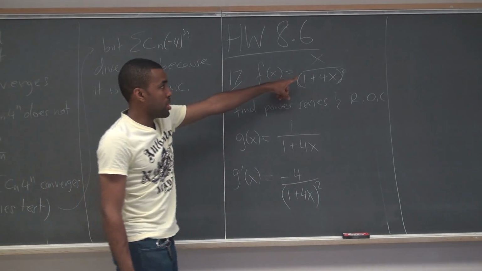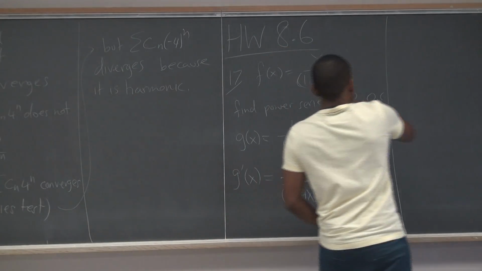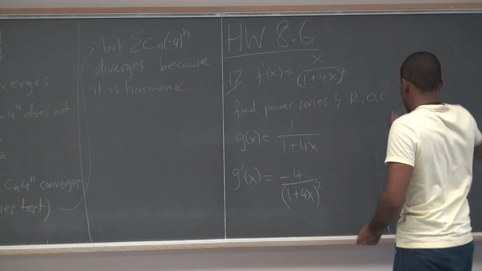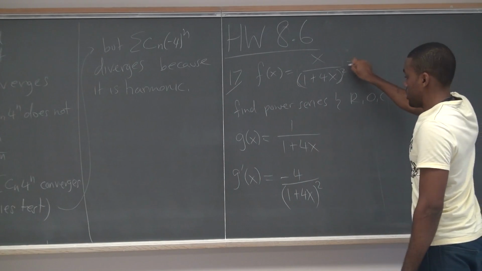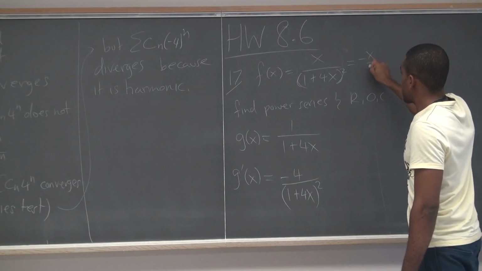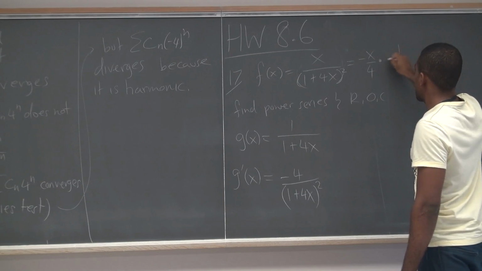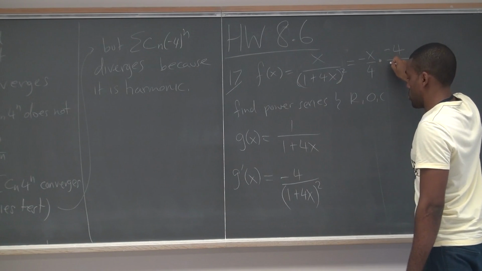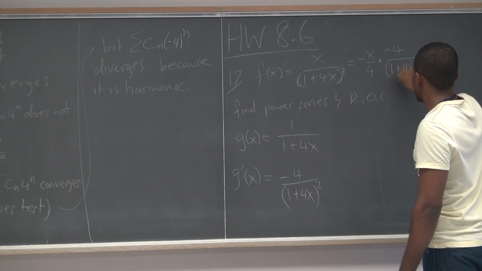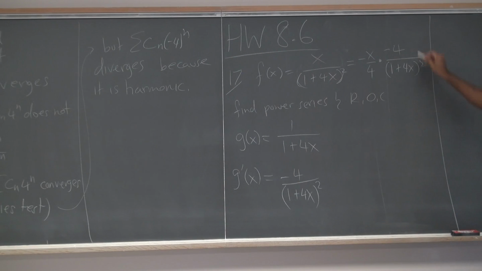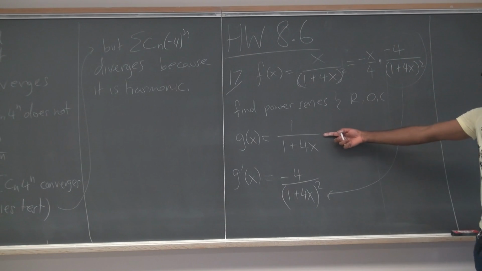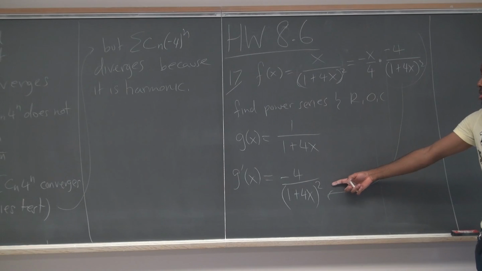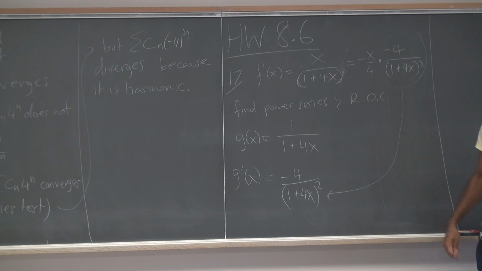Right? That sort of reminds me of this guy. My x can factor off, so I can think of this guy here as minus x over 4 times something plus 4x squared. And this guy is a derivative. So basically what I'm going to do, find the power series for this guy, differentiate to get the power series for this guy, and substitute it here.